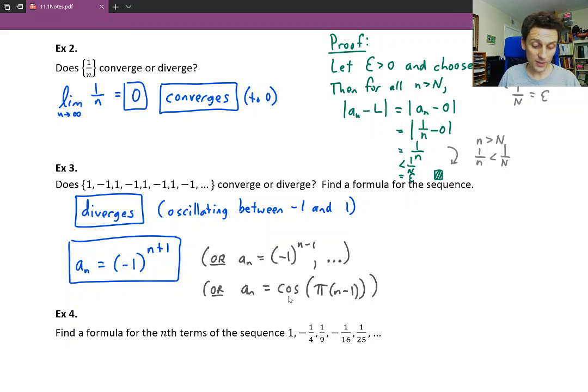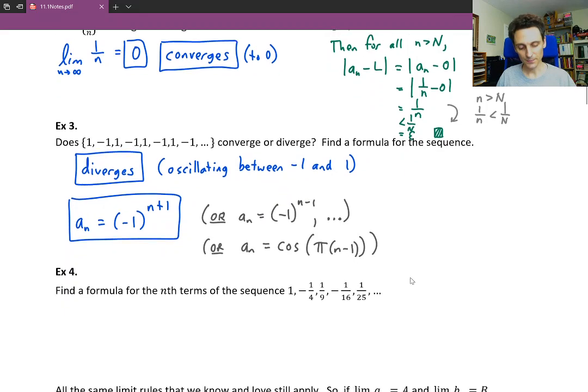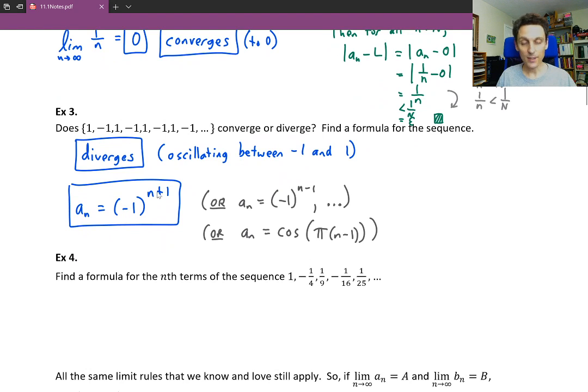And it would be an interesting way because you're writing the sequence using a continuous function. The negative 1 to the n minus 1, that's not a continuous function because this only works when n is an integer. But the cosine works when n is even not an integer. So just something interesting about that alternate version. Most of the time, though, we're going to be using negative 1 to the n plus 1 or n minus 1 or any variation like that.